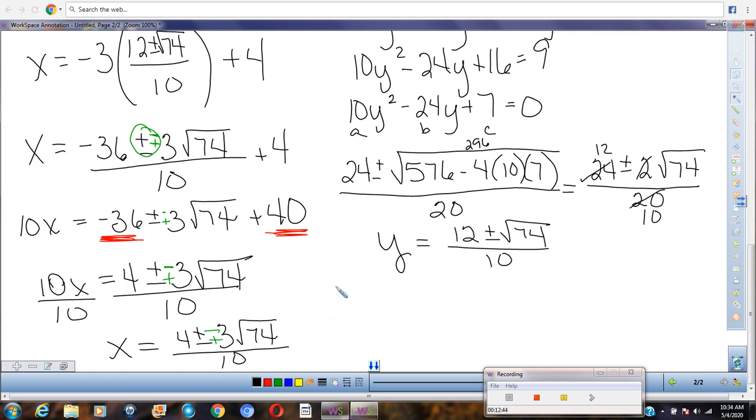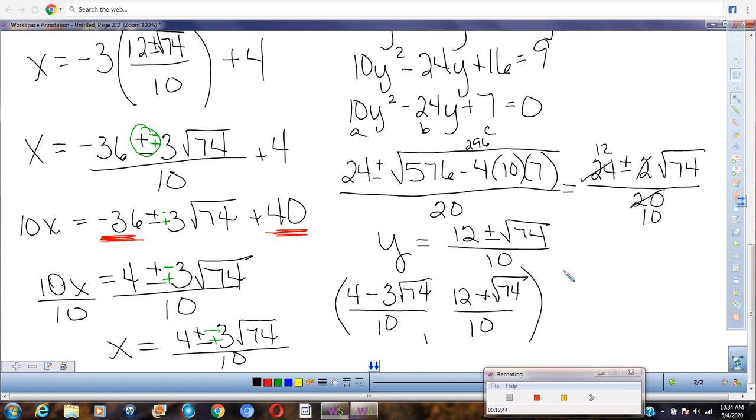So our first point would be 4 minus 3 square root 74 over 10, and the y value would be 12 plus the square root of 74 over 10. The second point would be 4 plus 3 square root 74 over 10, and then the second one would be 12 minus the square root of 74 over 10. Now, this is the exact answer, of course.